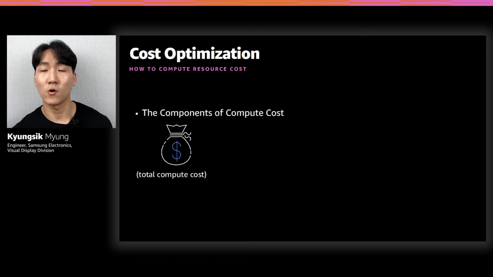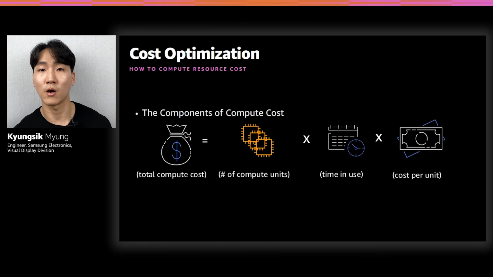Before we talk about cost optimization result, first we need to know how to compute resource cost. Then I'll tell you how we saved it. Compute cost is calculated with three components: number of compute units, time in use, and cost per unit. So our team focuses on each of these components to save cost.